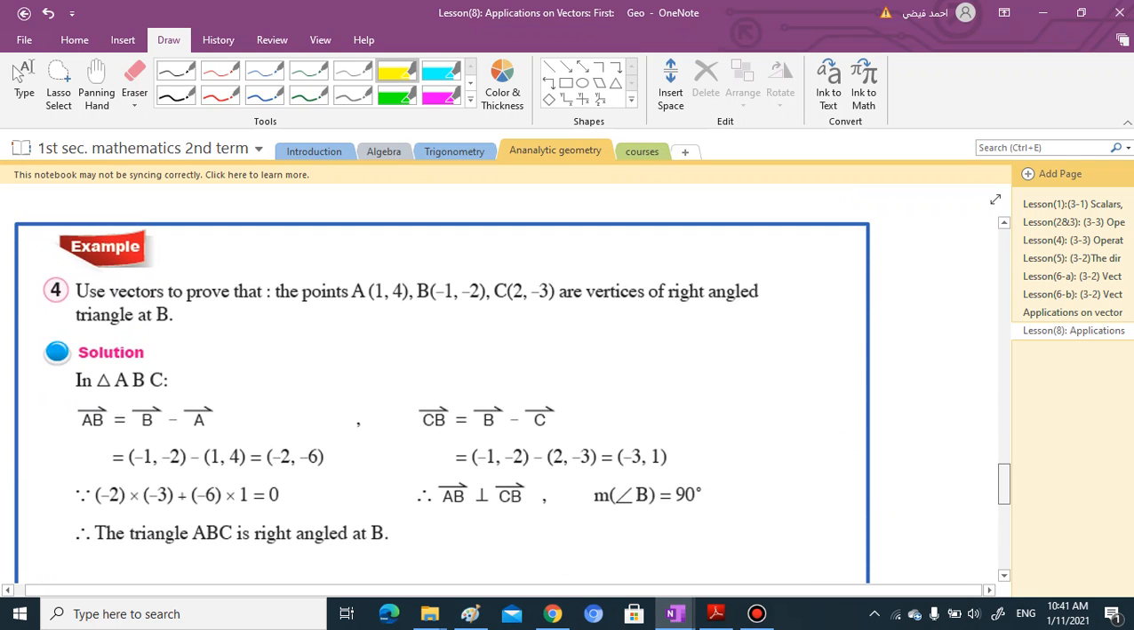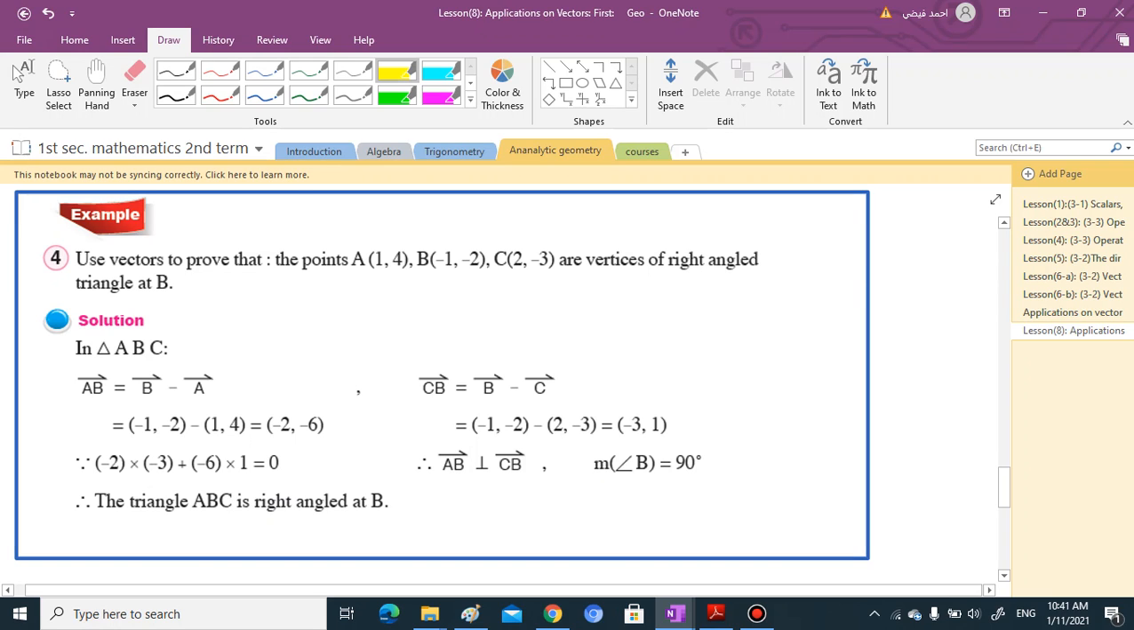Another example, we have here A (1, 4), B (-1, -2), C (2, -3). By using vectors, prove that A, B, C are vertices of a right angle triangle at B. So in triangle ABC, if you want to find the two adjacent sides, the directed line segments AB and CB. So we have here AB equals B minus A, and we have B (-1, -2) minus A, which is (1, 4). Negative 1 minus 1 will be negative 2, and negative 2 minus 4, negative 6. And we have also CB, B minus C, B (-1, -2) and C (2, -3). Negative 1 minus 2 will be negative 3, and negative 2 minus negative 3, so negative 2 plus 3 will be 1.